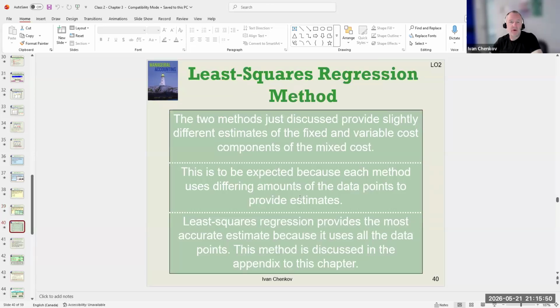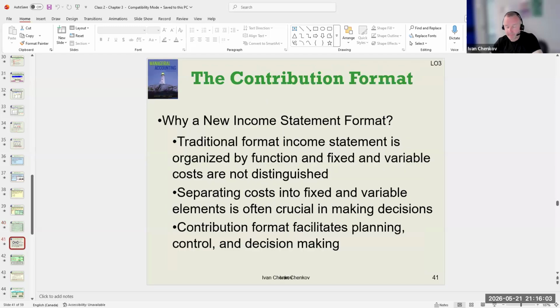The next method is the least squares regression method, which I'm not going to test you on. I want you to know that this method exists, but that's all I'm going to tell you about it. So the last thing left is only one thing: to explain to you what the contribution margin is and how many types of income statements we have. For that reason, I'm going to move to Excel again, and let me share my screen.